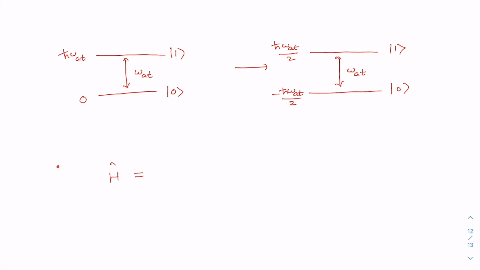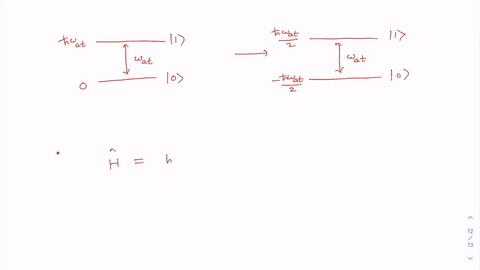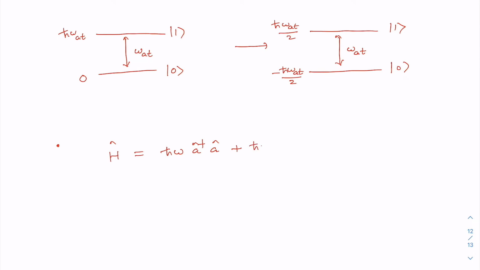Let me do that. So the first term would remain the same in the Jaynes Cummings Hamiltonian, that is the h cross omega a dagger a, that is the field mode energy, and the atom energy would be of this form now, h cross omega atom sigma Z. I will just put a plus 1 there, divided by 2, and then this interaction term remains the same, h cross Z sigma X times a plus a dagger.